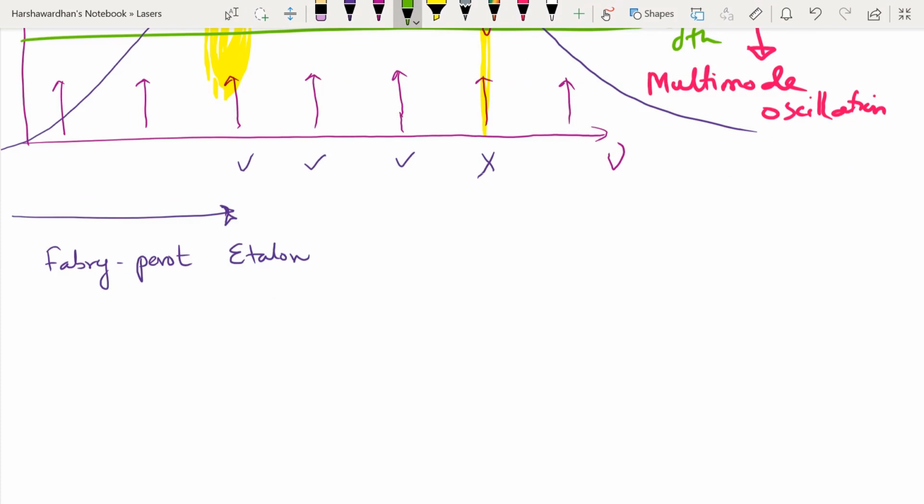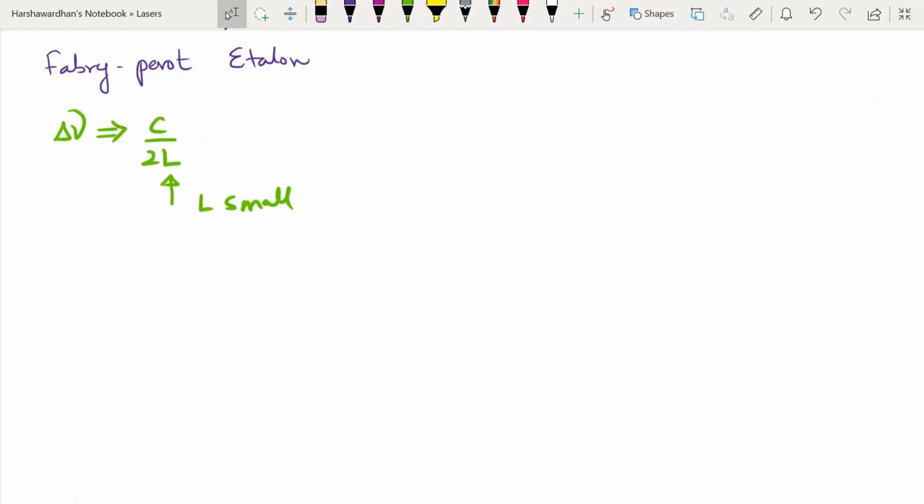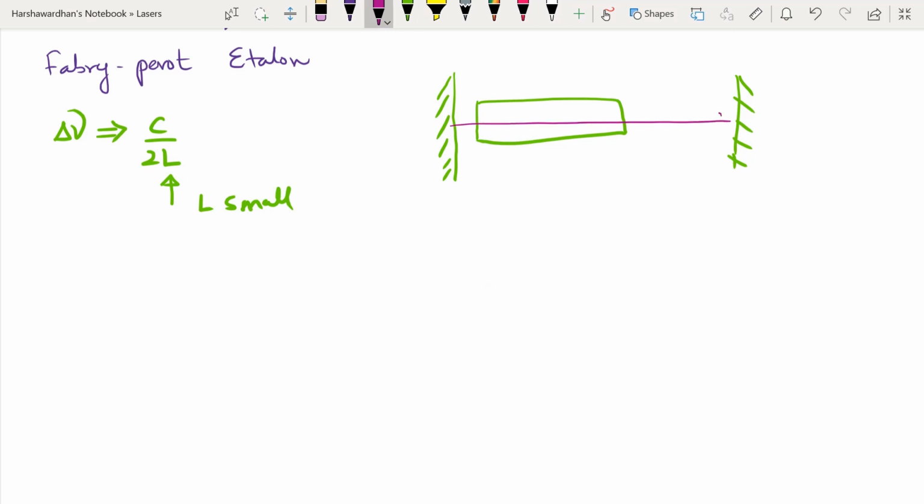I will not get into too much detail of this, but you can clearly see that the mode separation delta nu is given by c by 2L, and if I make L small, the mode separation is going to become large. So what I do is the following. I have a cavity, which has my active medium, and the light, for example, is bouncing back and forth, and this is my laser output.